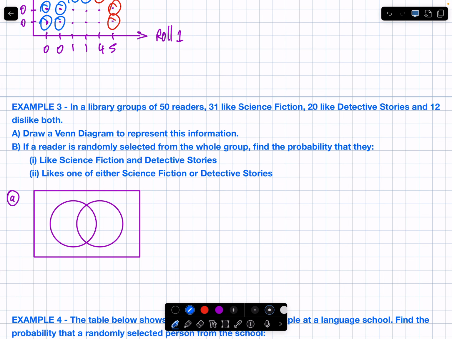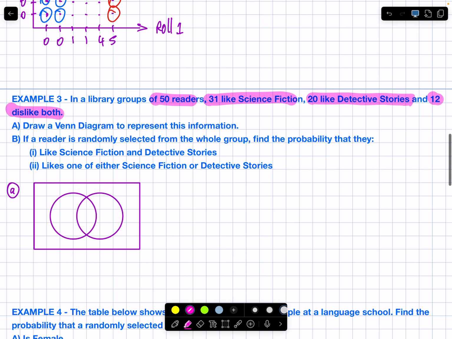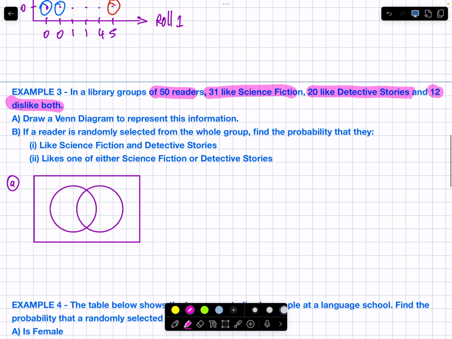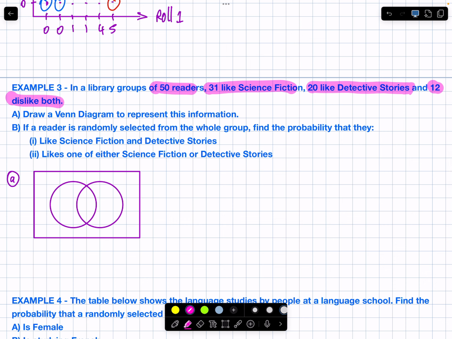Example 3. There's a library. There's a group of 50 readers. 31 like science fiction. I like to highlight the important information. 50 readers, 31 science fiction, 20 detective stories, 12 dislike both. Shh, girls. Draw a Venn diagram to represent this situation. So something you learned last time, there's a rectangle around to represent the universal set. There is not one set of steps to work this out. Let's logic it out, okay?